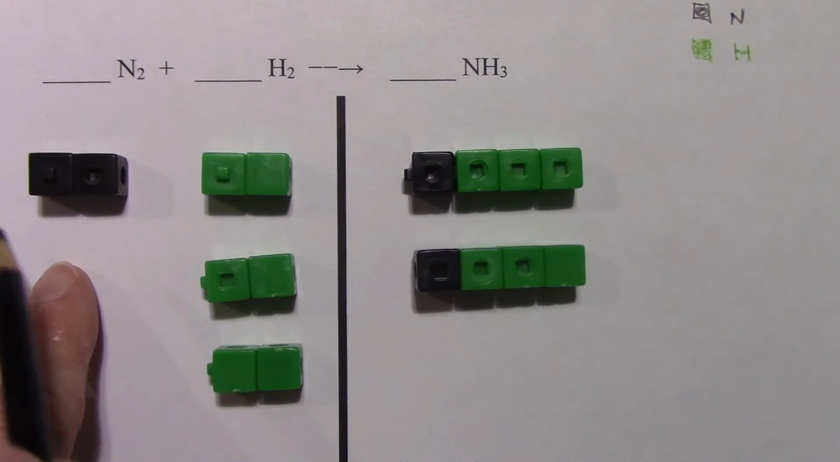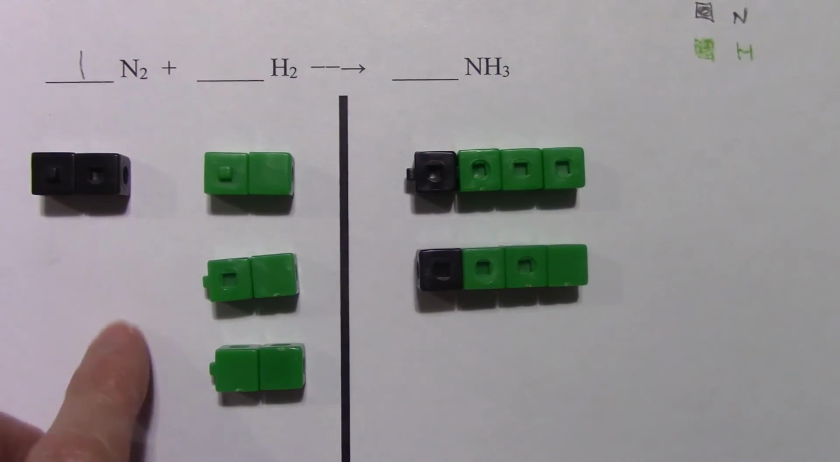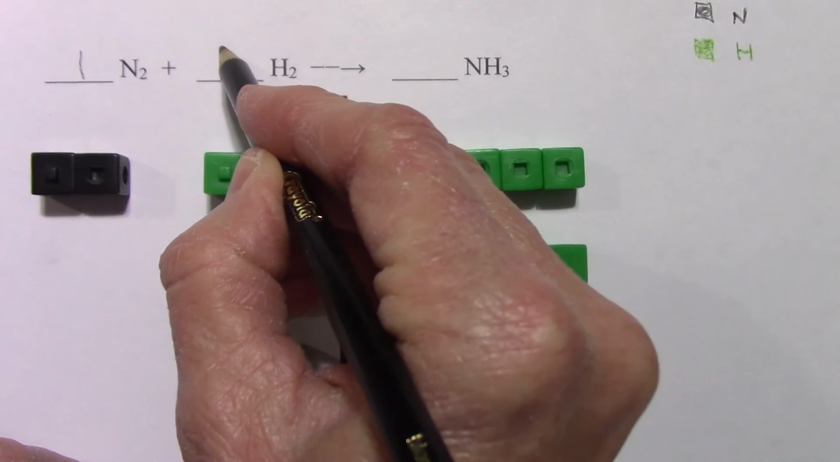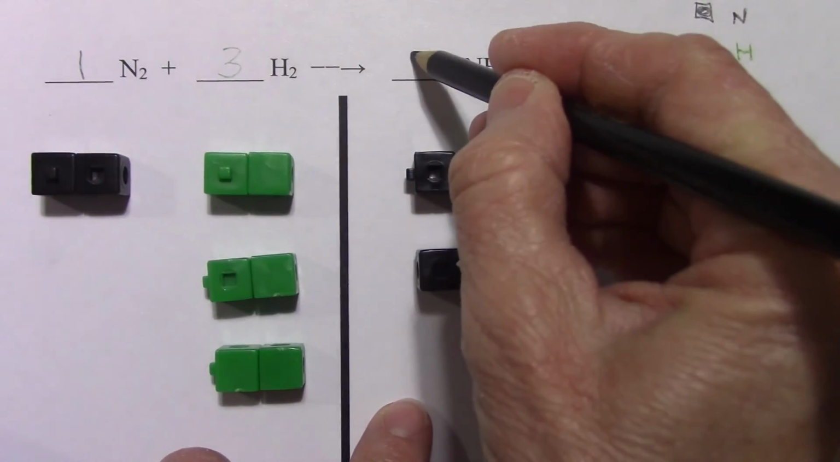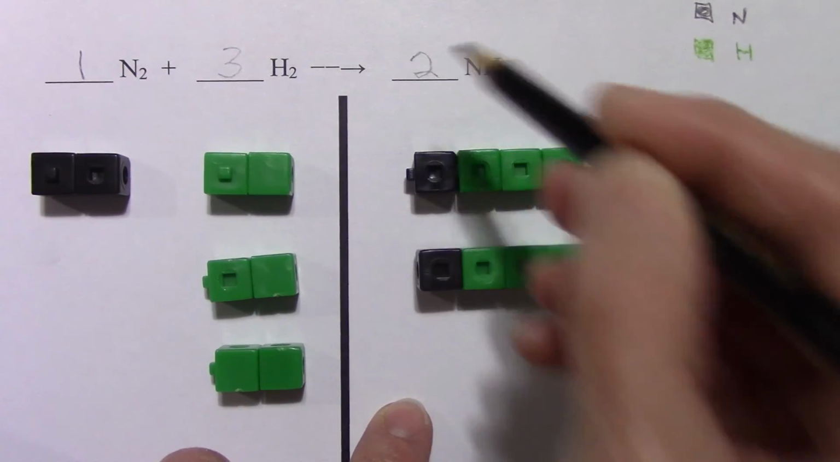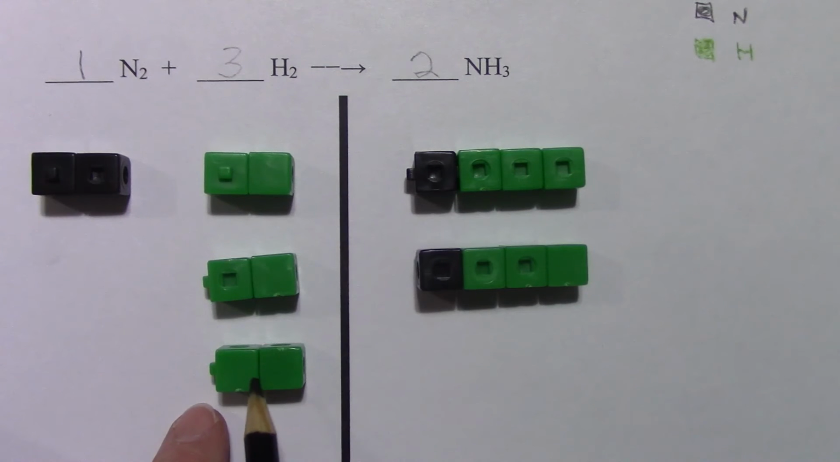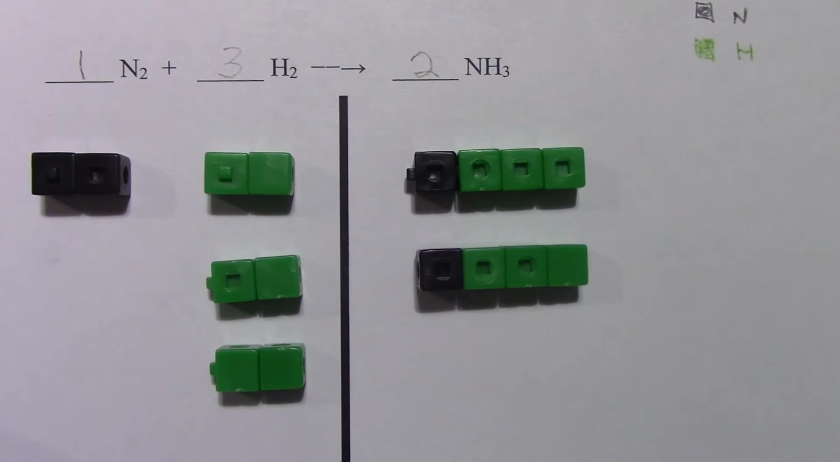So for my coefficients, I have 1 nitrogen molecule, I have 3 hydrogen molecules, and I have 2 ammonia molecules. So the coefficients don't need to match. What needs to match are the number of atoms. Let's look at another one.